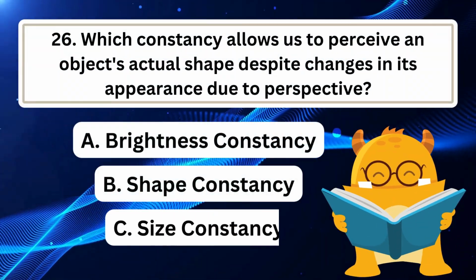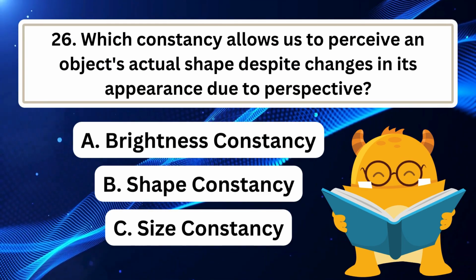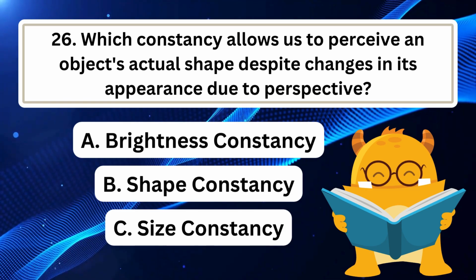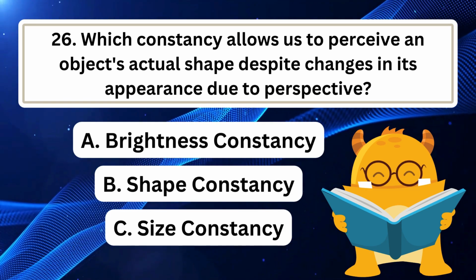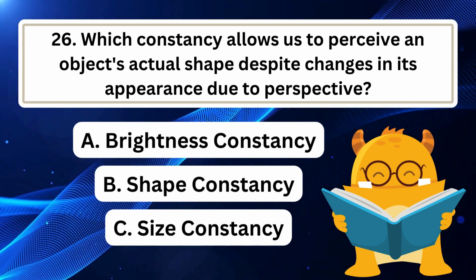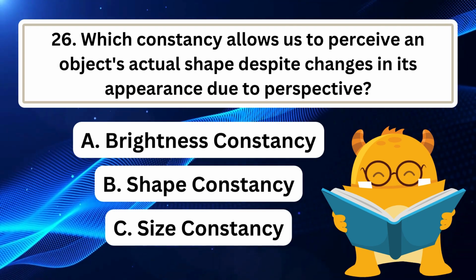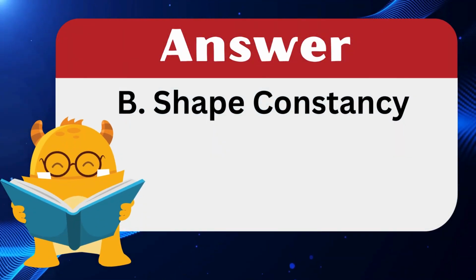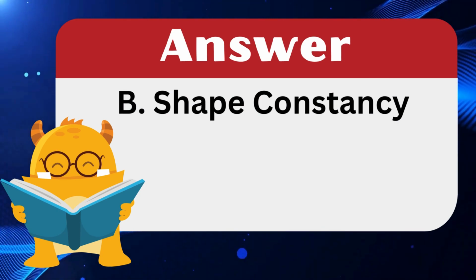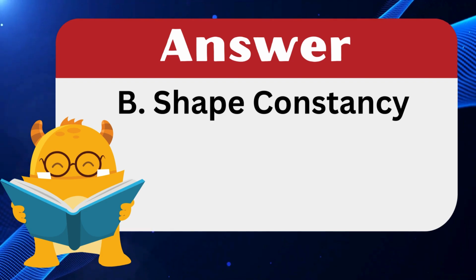26. Which constancy allows us to perceive an object's actual shape despite changes in its appearance due to perspective? A. Brightness constancy. B. Shape constancy. C. Size constancy. B. Shape constancy. Shape constancy enables us to perceive an object's actual shape despite alterations due to varying perspectives.